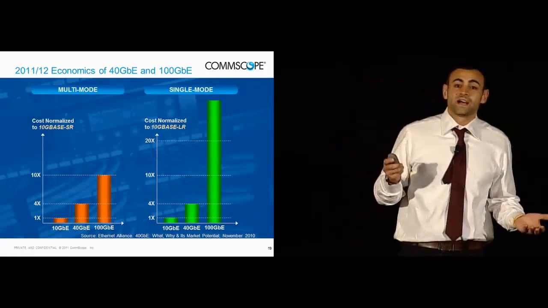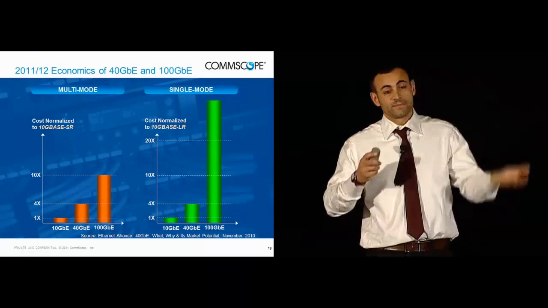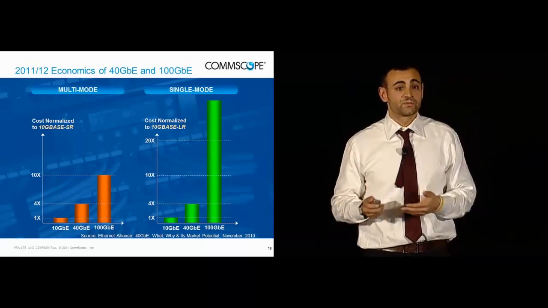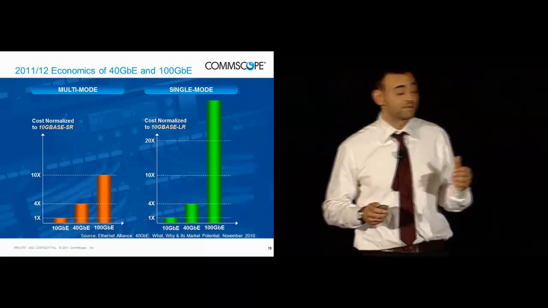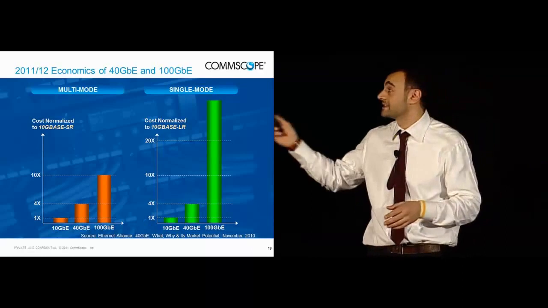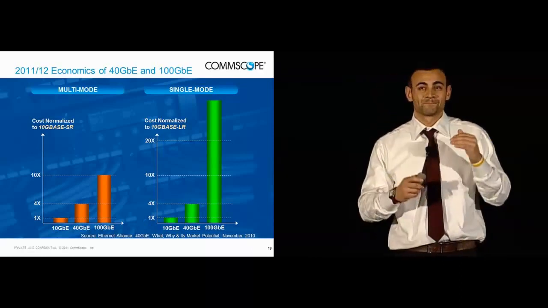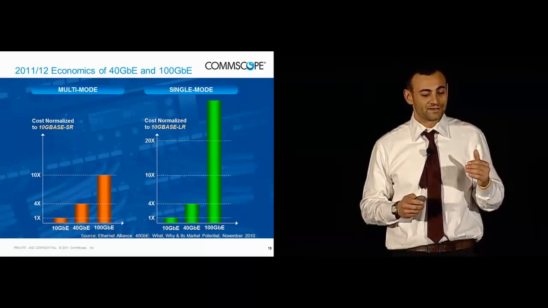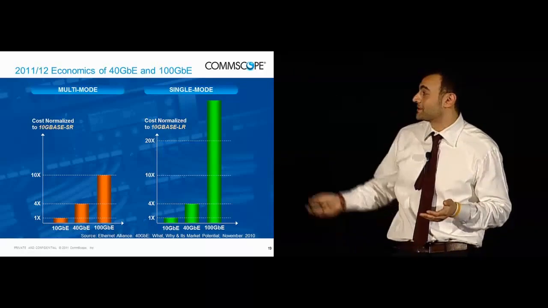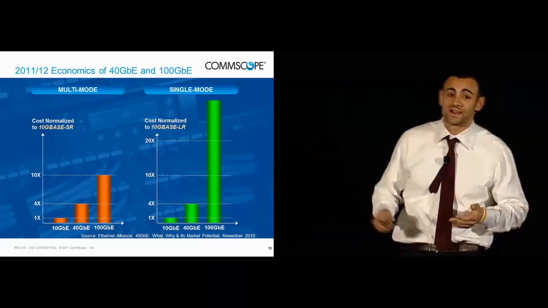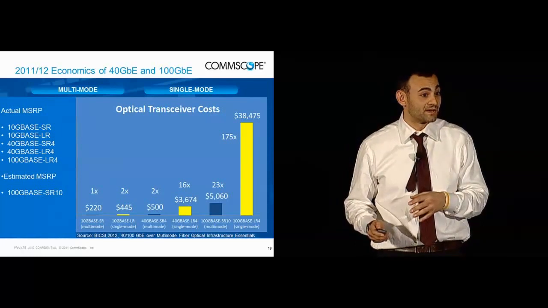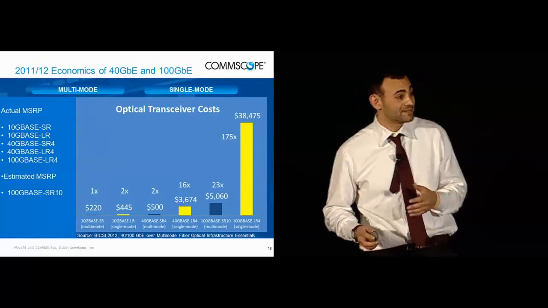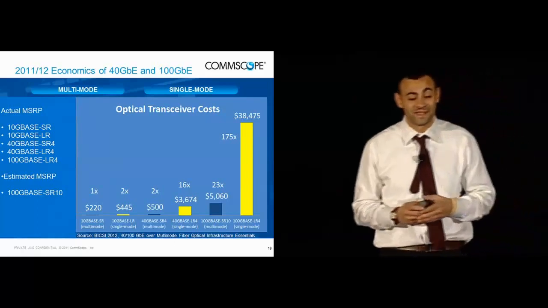So what are some of the economics? So we just talked about generally comparing multi-mode versus single mode. This is where the rubber meets the road. This is a cost normalized of 10GBASE-SR on the left and 10GBASE-LR on the right. Now these aren't hard numbers. So it shows you right on the right-hand side, 100 gig over single mode is considerably higher. I like to see hard numbers, right? I like to see just how much higher single mode is versus multi-mode.